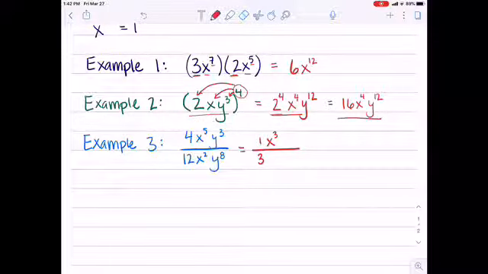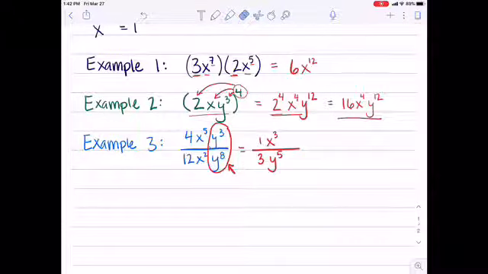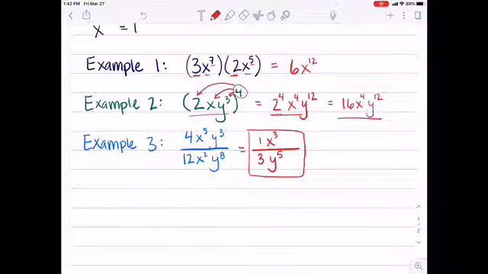Last but not least, let's look at the y's. So in this case, I notice that I have more y's on the bottom of the fraction than I do on top. So in my answer, the y's will end up on the bottom. Then I just subtract the exponents. 8 minus 3 is 5. I have now simplified this fraction down as far as it can go, and this is my final answer.